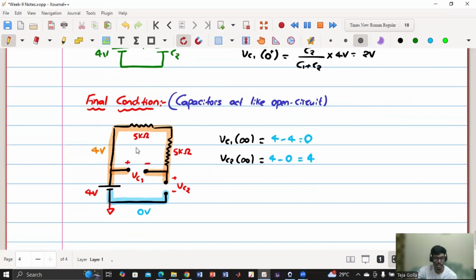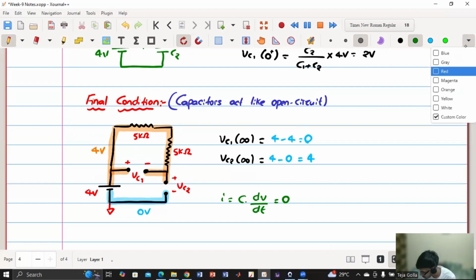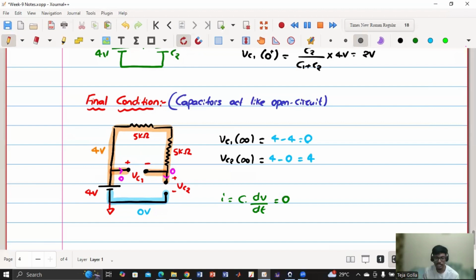See, first of all, when the circuit reaches steady state, it means the capacitor has reached some value and it will not draw any current, which means the capacitor will act like an open circuit. But the resistor will remain as a resistor, right? So at the final condition, the capacitor acts like an open circuit because the current drawn by it is zero, because I equals C dVC by dt, right? Voltage will not change at the final condition, so the current drawn by it is zero. Because voltage is constant, current is zero, meaning the capacitor will not draw any current. Which is what our circuit says. So this current is zero and this current is zero. So this is the steady state of the capacitors.